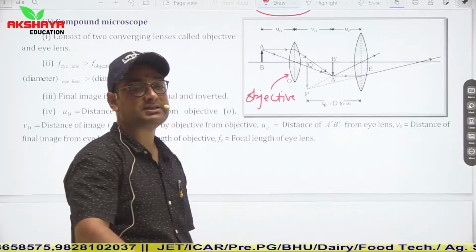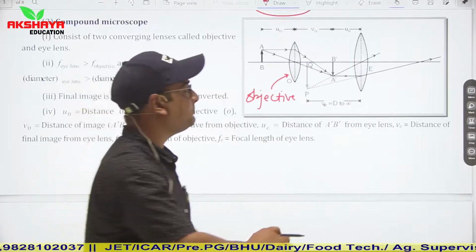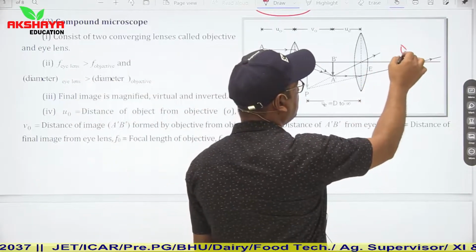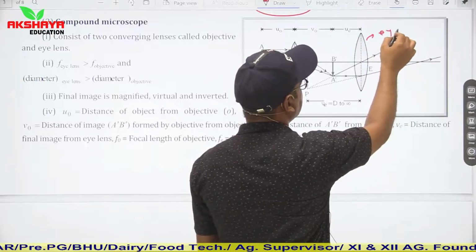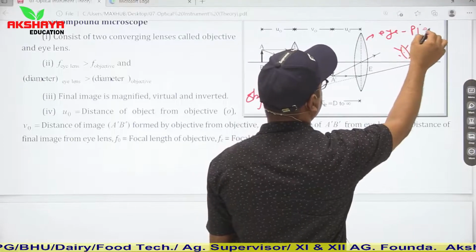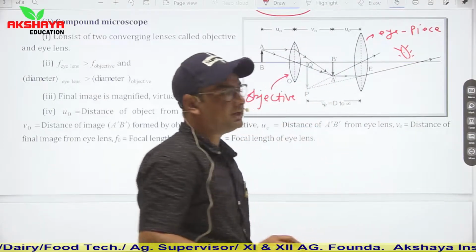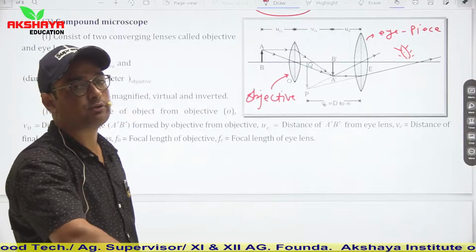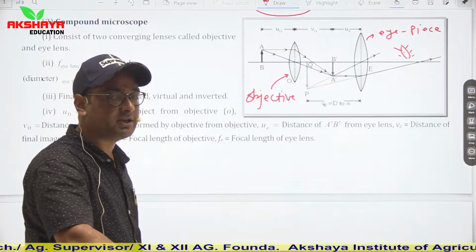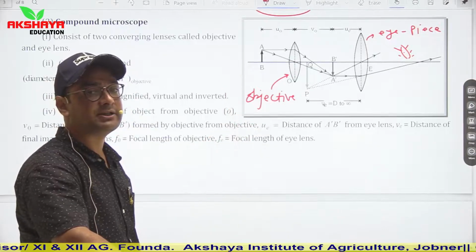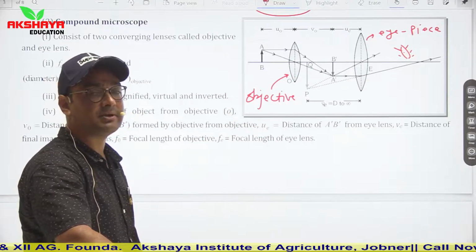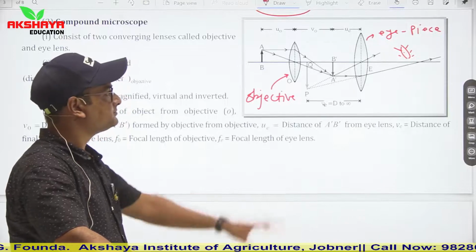Another lens which is placed nearby the observer is known as the eyepiece. Let us say here is the eye of the observer. So this lens is known as the eyepiece. In a compound microscope, two lenses are used: one is the objective lens and another is the eyepiece lens. The objective lens is placed nearby the object and the eyepiece is kept nearby the eye of the observer.